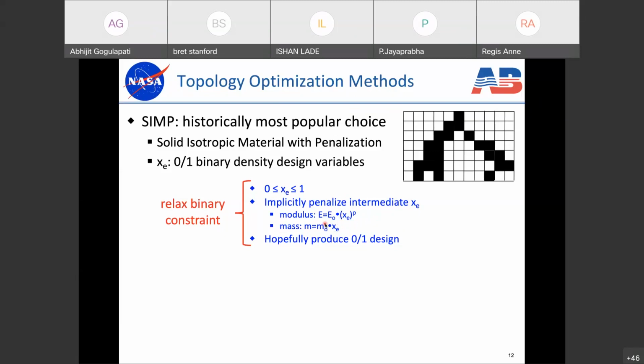And so what this tells the optimizer is that if you have a design variable which you think should be less than 1, you should probably push it all the way to 0 or keep it all the way at 1. And so by implicitly penalizing these densities, or these design variables, in this way, we can hopefully produce in the end a 0-1 black-white solid-void design.